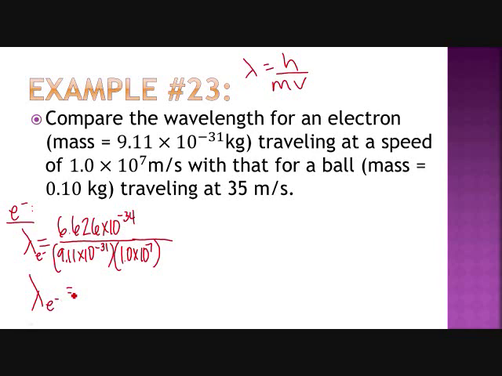I think I said it wrong, so I apologize. I plugged in the mass for M, plugged in the velocity for V, and then h is that constant value. It should be pretty small.